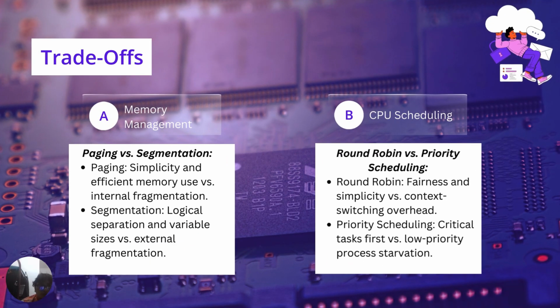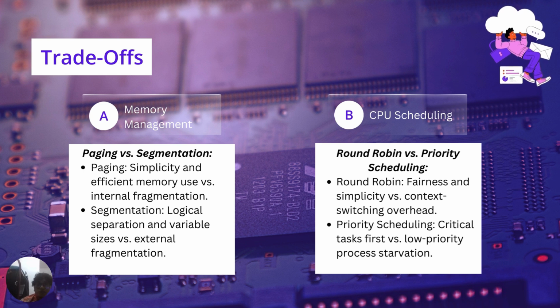Next, trade-offs. For the trade-offs, paging versus segmentation. I will explain to you the benefits and the drawbacks of paging first. The benefits of paging are that it can eliminate external fragmentation and simplifies memory allocation and reallocation. And for the drawbacks, it can lead to internal fragmentation, so it has wasted space within pages, and page tables can become large and complex.